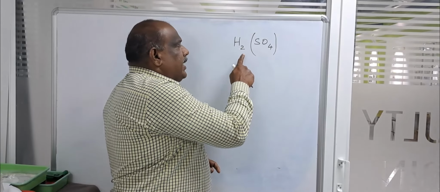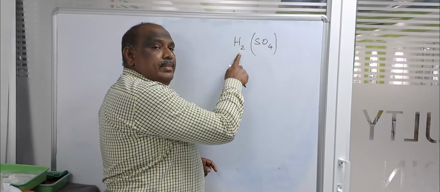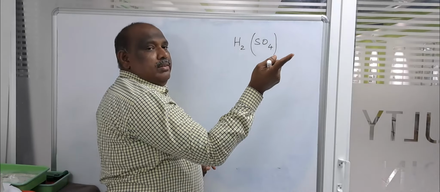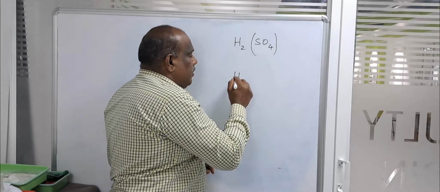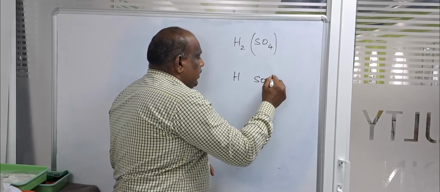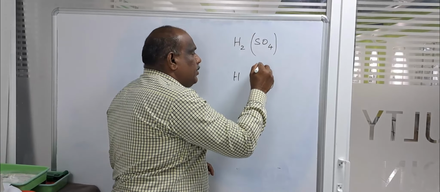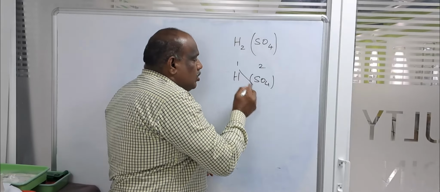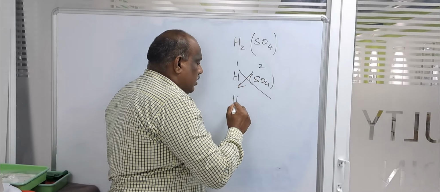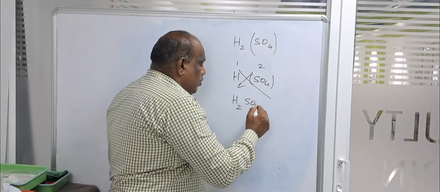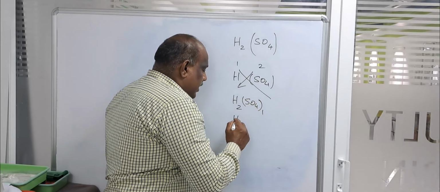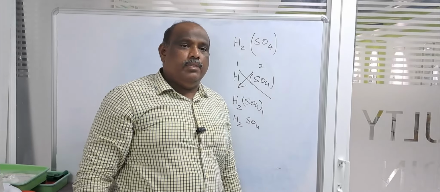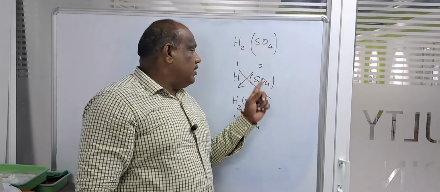Now, what does this 2 indicate? How might this 2 have come? Because the valency of SO4 is 2. Very good. So at the top of SO4 it should be 2, and at the top of hydrogen, we know the valency is 1. So you cross multiply and you get H2SO4, but it's not required to write the 1. So what is the valency of the sulfate group? 2.